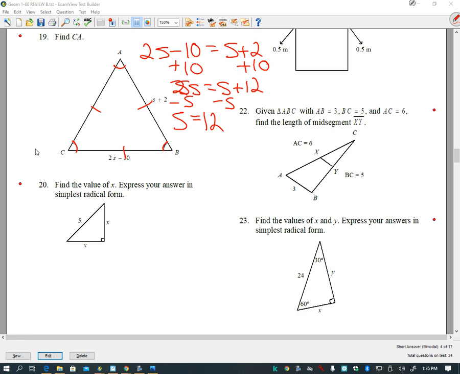What are they asking you to finish with? CA. They want to know, what is this length right here? So what do I have to do in order to figure that out? Plug it in where? Either one. s plus 2, so 12 plus 2 is 14. You could try it in the other one. 2 times 12 is 24. 24 minus 10 is still 14, which means CA is 14. So be careful with that. Just because you know that it's equiangular, therefore equilateral, therefore two sides are equal to each other, and solve for s, doesn't mean that you're going to get credit, because you have to pay attention to what they're asking you to find.